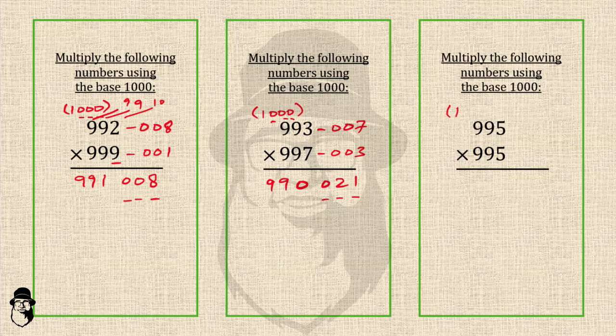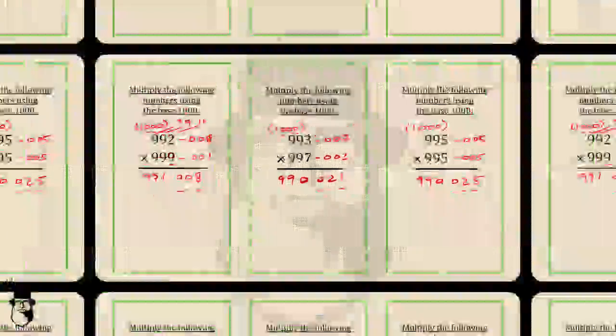Again here 1000 is the base. 005. Here also 005. We have applied all from 9 and the last from 10 on 995. First part of the answer is 995 minus 5 is 990. And second part of the answer is 5 times 5, that is 25. But we'll write 025. We have to cover 3 places.